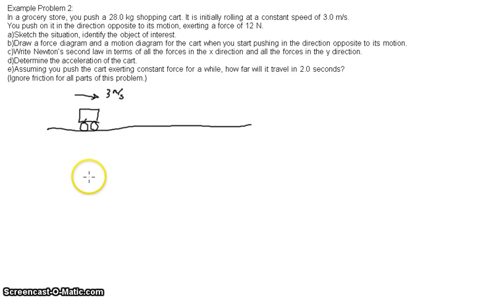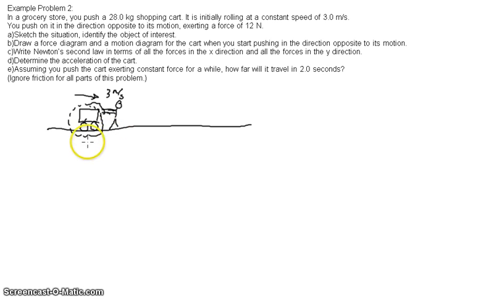We're at a grocery store. A 28 kilogram cart is being pushed, and it's initially rolling with a constant speed of 3 meters per second. We're going to go from the other side and push against the direction of its motion. So you have a person right here pushing in the opposite direction of its motion. The grocery cart is going to be our object of interest.